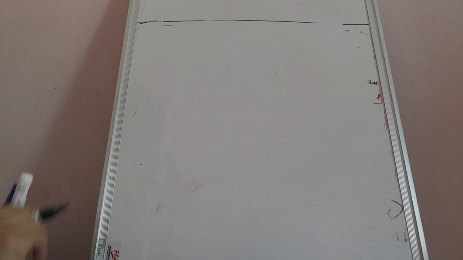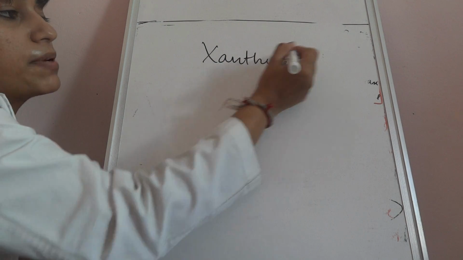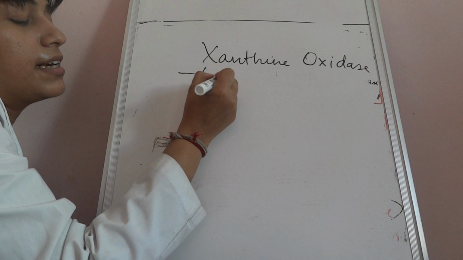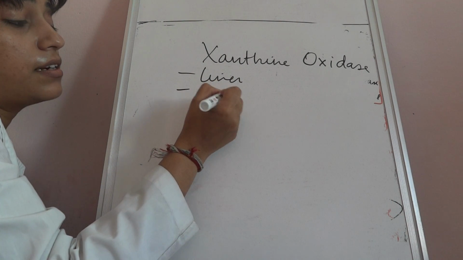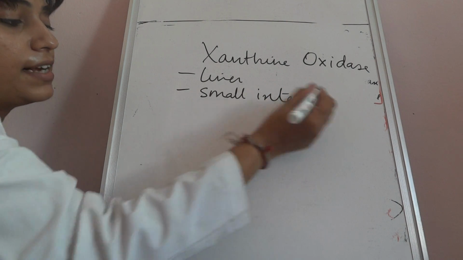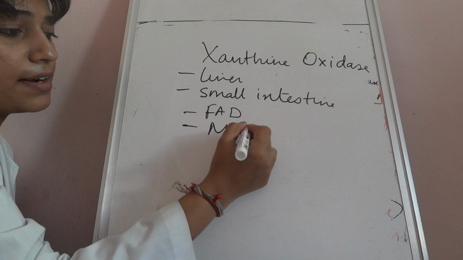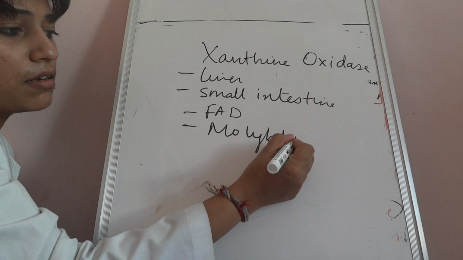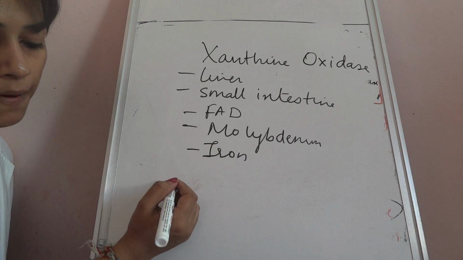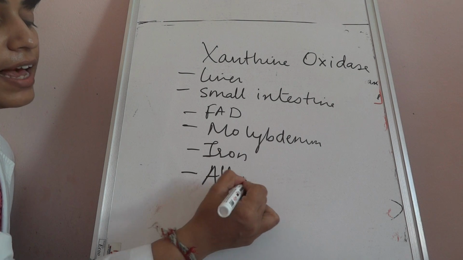Xanthine oxidase is an enzyme which is present only in liver and small intestine. It requires FAD, molybdenum and iron, and it is inhibited by the drug allopurinol.